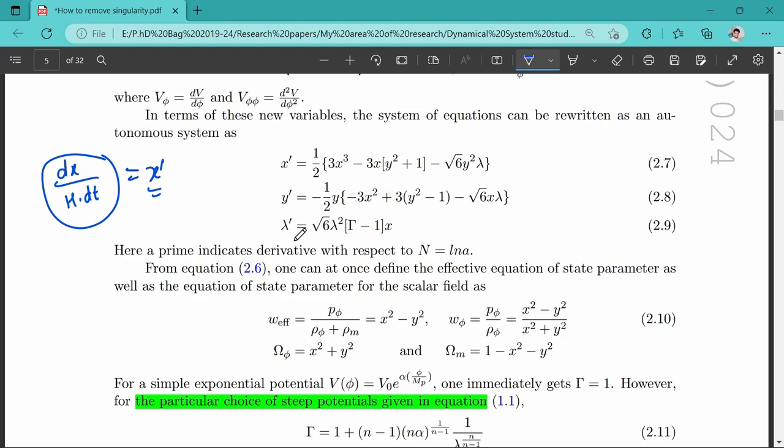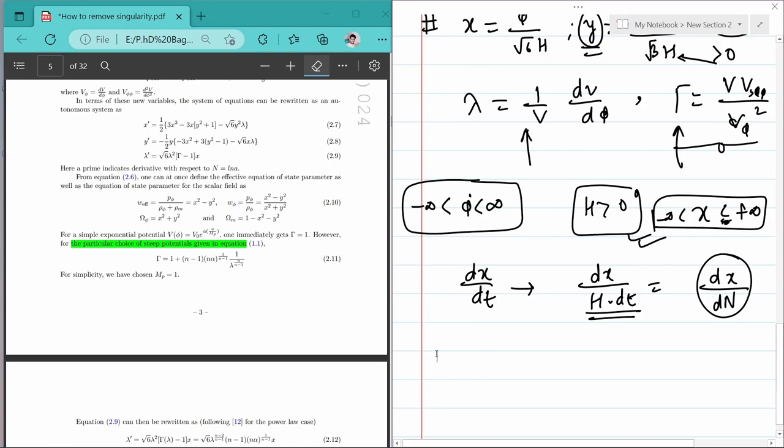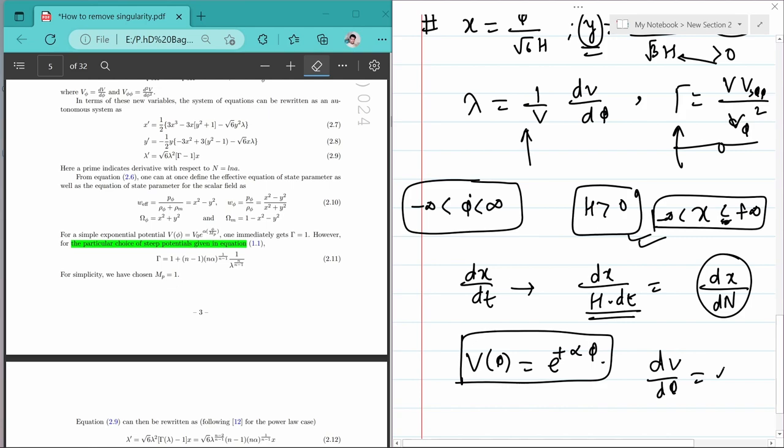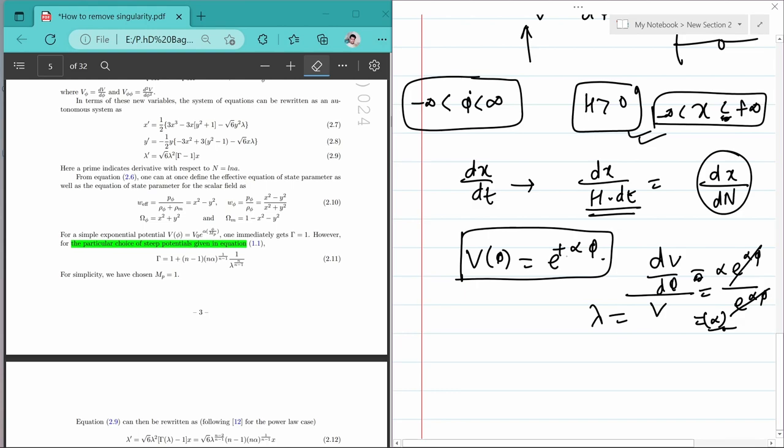Now here is the thing: when you take the derivative of the potential, usually what happens is that suppose you have a potential which is only e to the power minus alpha phi. If you take one derivative, it will give you only e to the power minus alpha phi, and if you divide by the potential, the e to the power alpha phi will cancel out, and you will get only the constant part. So this lambda will actually become a constant. But when you have e to the power alpha phi square or n, then it will have the phi component. So lambda will depend on phi.